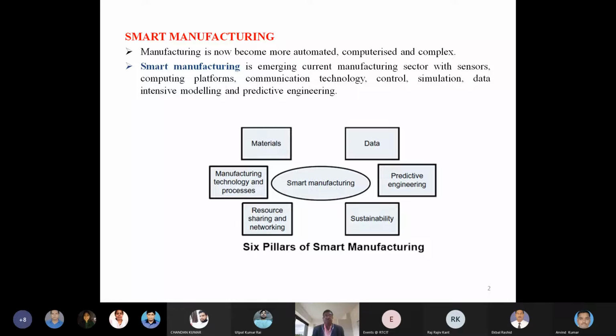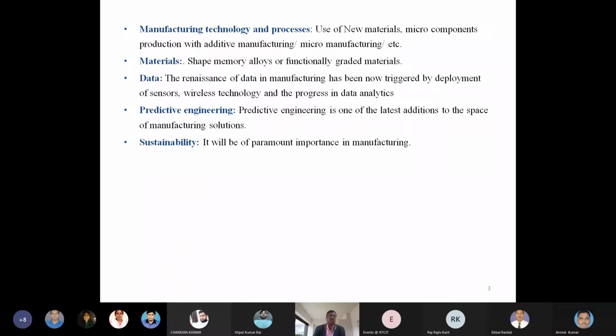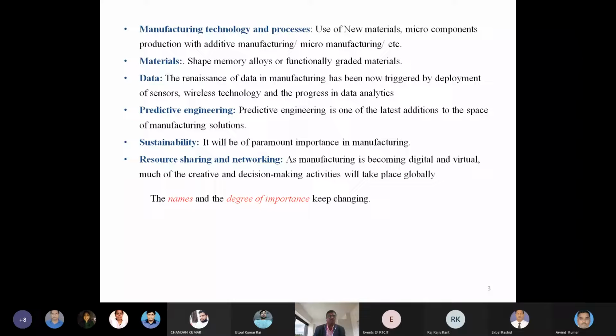When we talk about smart manufacturing, it has 6 pillars. The manufacturing technology and process that we use in smart manufacturing, the material that we use, data, predictive engineering, sustainability, and resource sharing and the network. These are the 6 pillars of smart manufacturing. So let us briefly identify what these 6 pillars are.